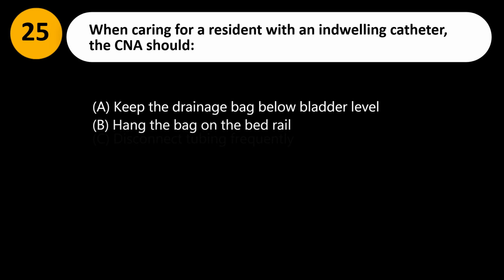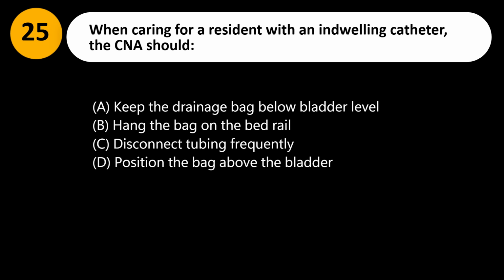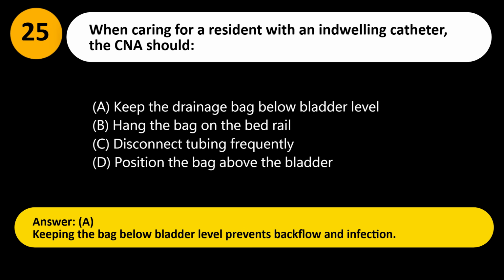When caring for a resident with an indwelling catheter, the CNA should A. Keep the drainage bag below bladder level. B. Hang the bag on the bed rail. C. Disconnect tubing frequently. D. Position the bag above the bladder. Answer, A. Keeping the bag below bladder level prevents backflow and infection.